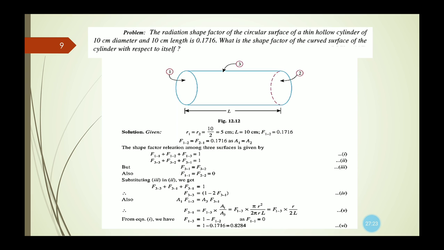Now from equation 1 we can write that F13 is equal to 1 minus F12, because F11 is equal to 0. From equation 3, from earlier we have seen that F11 is equal to F22, which is equal to 0. So F13 from equation 1 can be written as 1 minus F12 only, and as the value of F12 is given in this question, 0.1716, we can calculate the value of F13, which is equal to 0.8284.